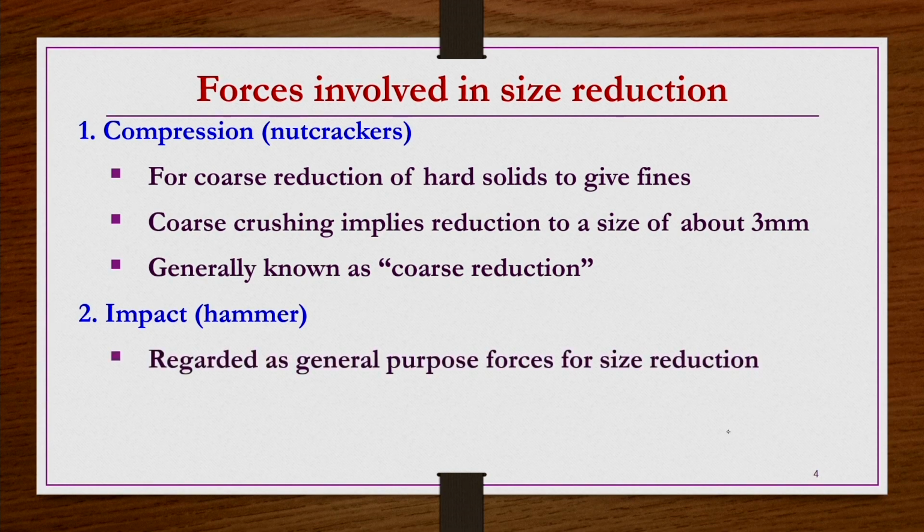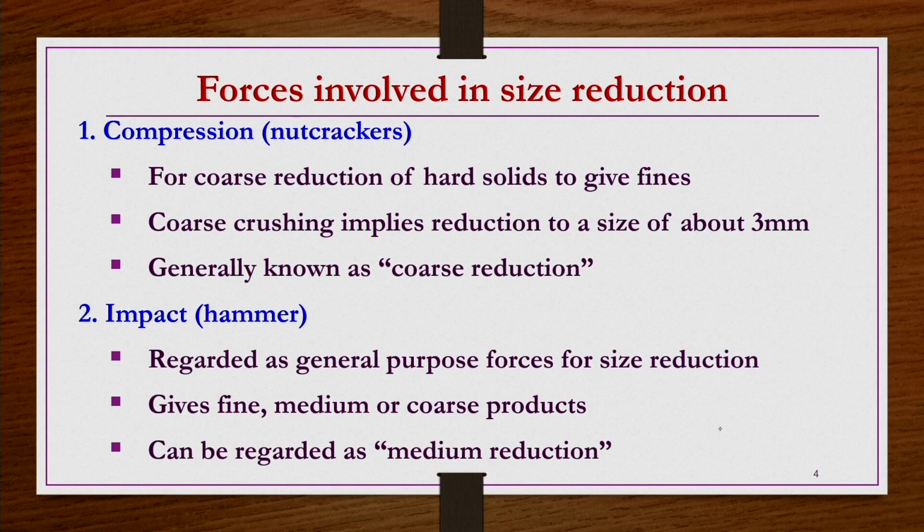Here they are regarded as general purpose forces for size reduction. They produce coarse, medium and fine, all of them, in general, but the majority of the fraction of the size reduced solids obtained by hammering is of medium size. That is the reason impact or hammering is also known as medium reduction, though it will also produce coarse and fines, but the majority of the fraction would be of medium size.